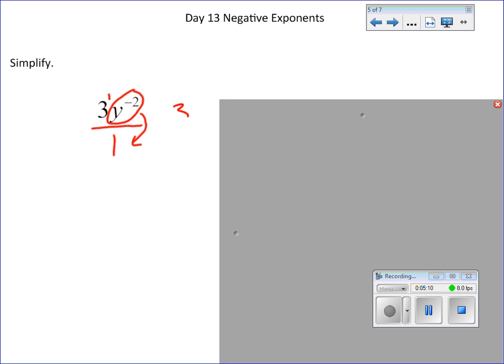So the 3 then stays up top, but we're fixing the negative exponent by moving it to the bottom, and now the exponent goes from negative to positive, and we have y to the second. So our answer is simply 3 over y to the second.